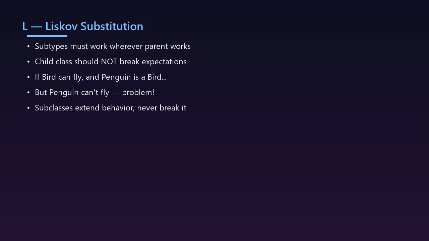The Liskov substitution principle. Named after Barbara Liskov. The idea: if your code expects a parent type, you should be able to pass any child type and everything should still work. No surprises. No crashes. Here's the classic example. If bird has a fly method and penguin extends bird, but penguins can't fly, then passing a penguin where a bird is expected will crash your code. That's a violation. A subclass should extend behavior, never break it.